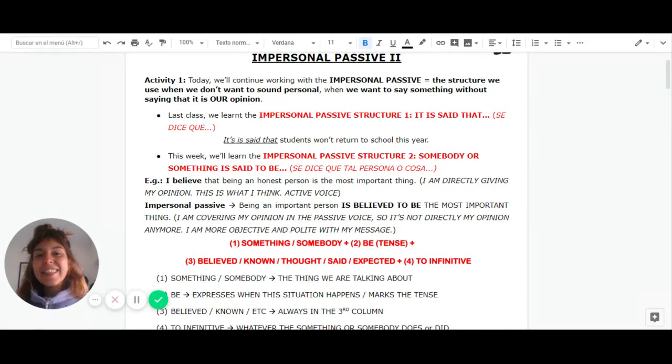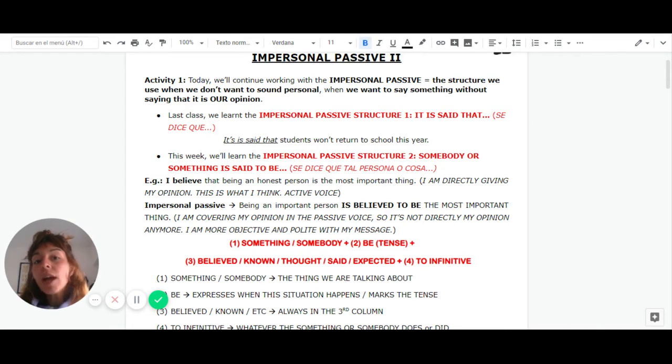This is class number 37, in which we're going to study the second part of the impersonal passive, the structure number 2, all right? So, on class number 36, we learned the first structure of the impersonal passive. No sé si se acuerdan, pero en la clase número 36 vimos la estructura número 1 del tema impersonal passive.